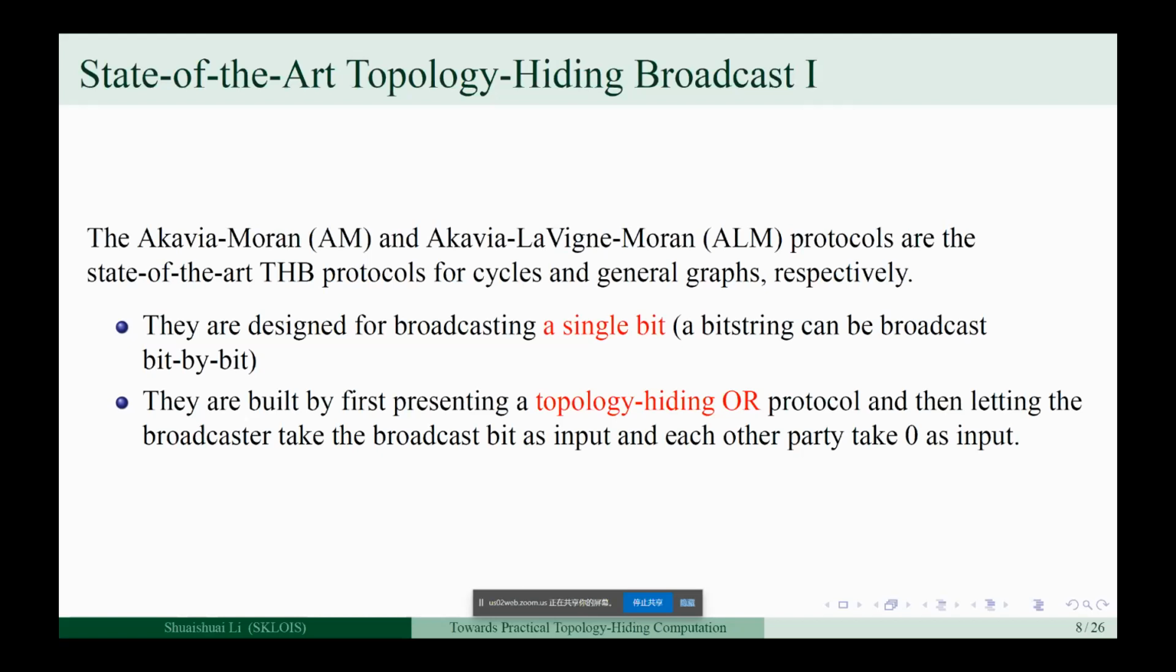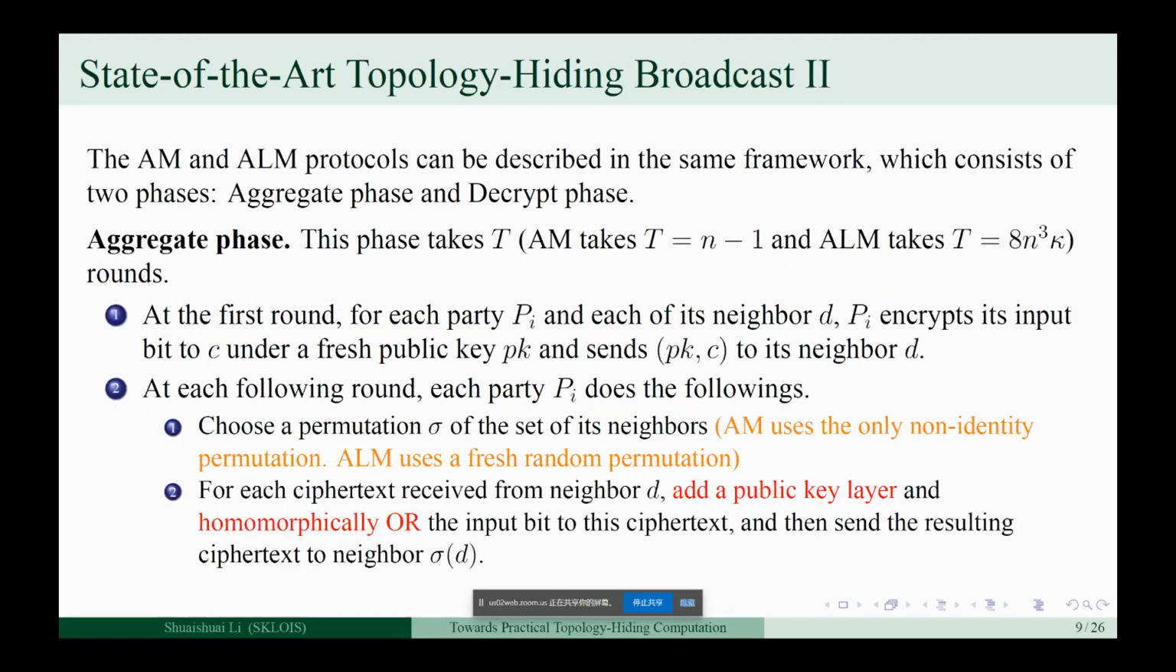They are designed for broadcasting a single bit and built by first presenting a topology hiding OR protocol, and then letting the broadcaster take the broadcast bit as input, and each other party take 0 as input. The AM and ALM protocols can be described in the same framework. This framework contains two phases, the aggregate phase and the decrypt phase.